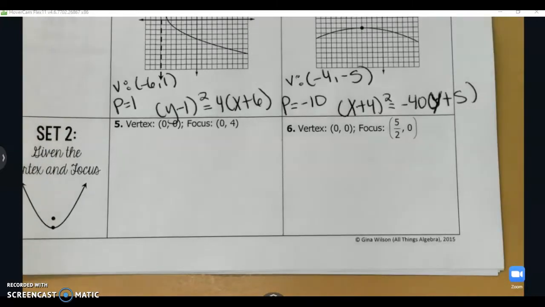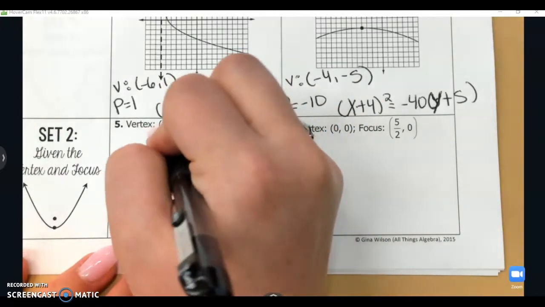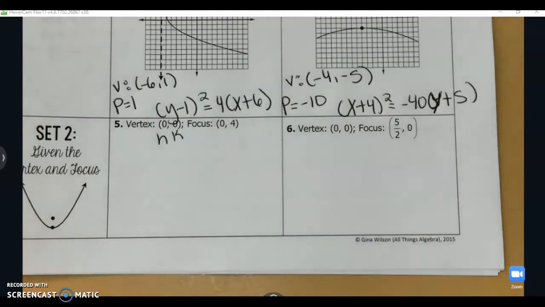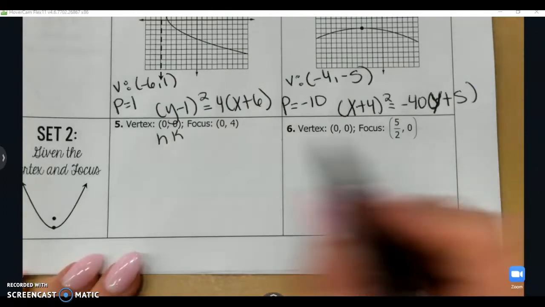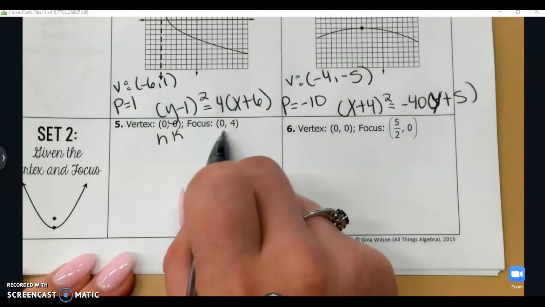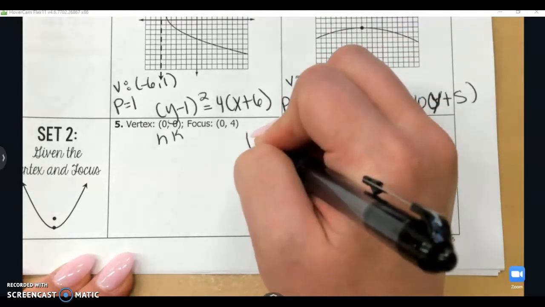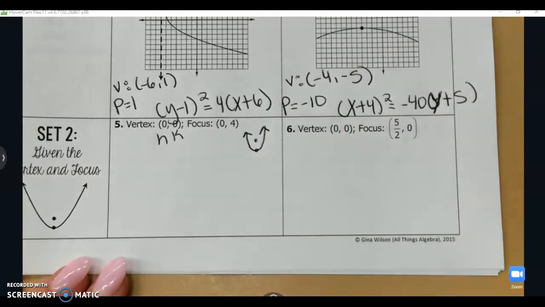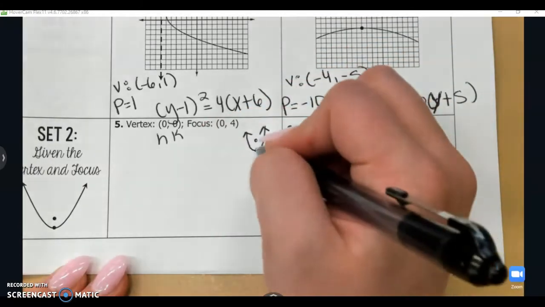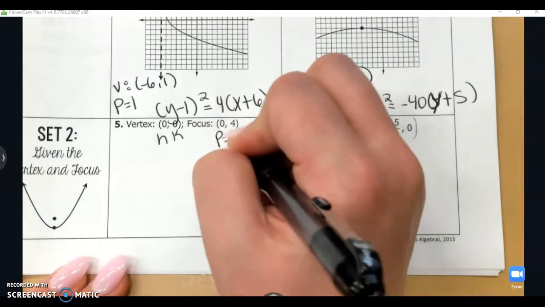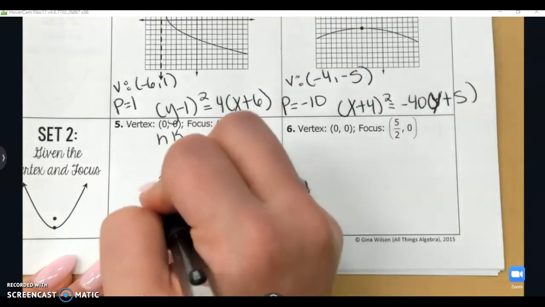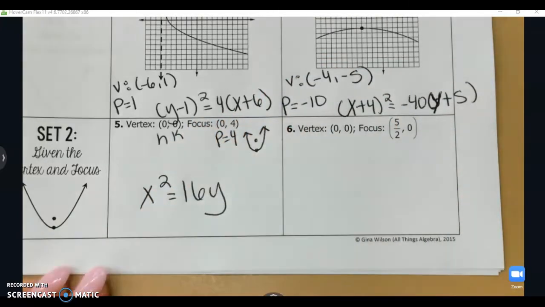Well, what if we're given the vertex and the focus? Well, again, we're given the vertex, so that's h and k. What we need still is to determine, is this a vertical or horizontal parabola, and what is P? So let's look at 5. If this is HK and my focus is at 0, 4, that means that my vertex is going to be here, my focus is going to be here. So this is a vertical parabola open up, and it's 4 away, so that means P is 4. So x squared is equal to 16y, okay?